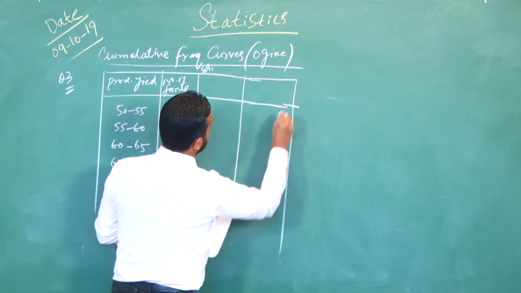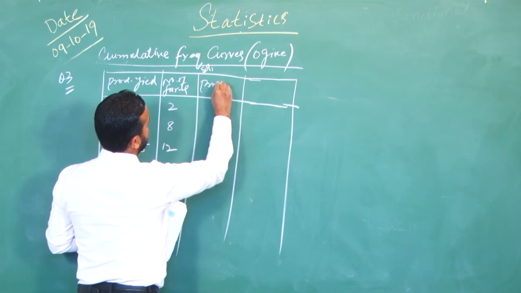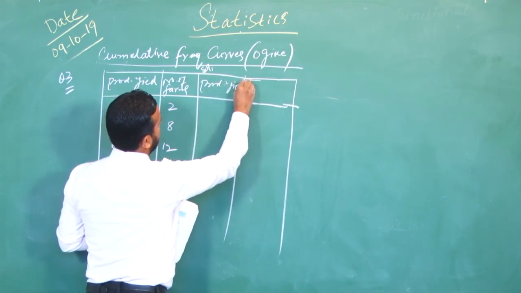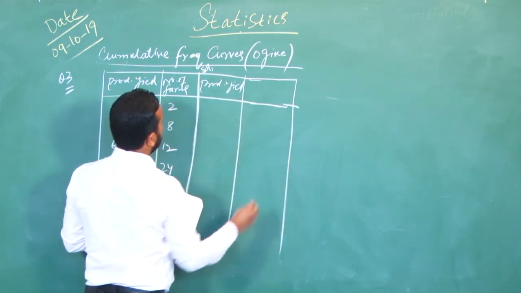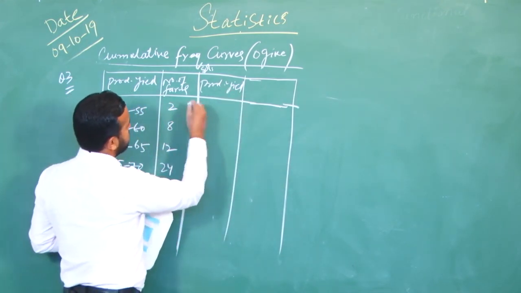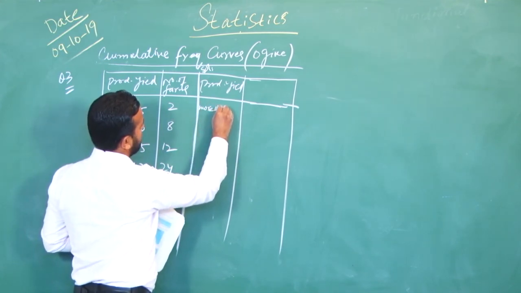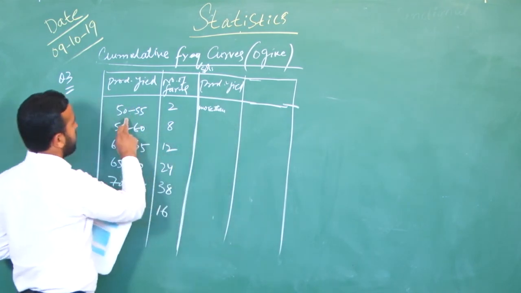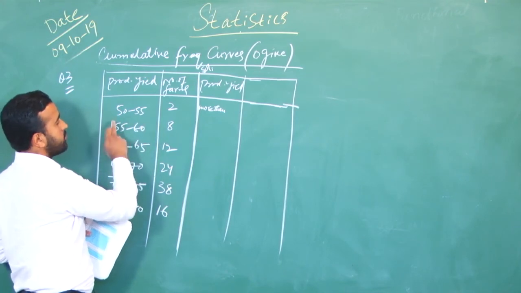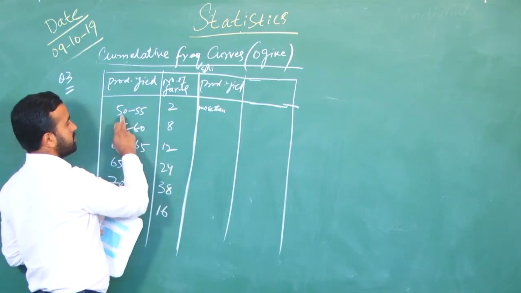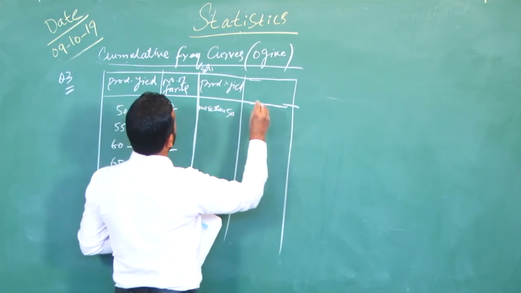Now let us see, I am writing the solution table here. You can make this table separately as well. Production yield: we have to convert this to the more than type. So we have to write "more than". In this group, you can see, we can read it as more than 50 but less than 55. Since we have to convert to the more than type, we will consider the lower limit, that is, more than 50, and the number of farms.